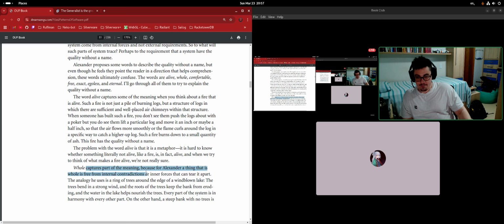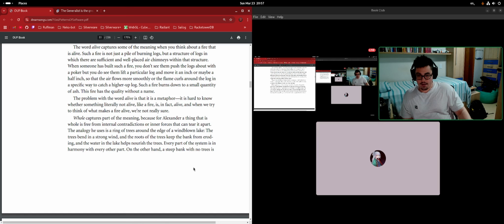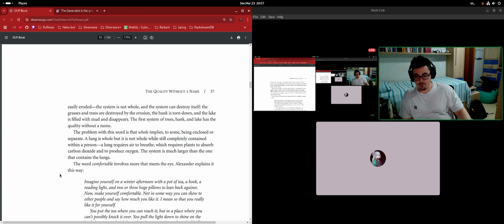Whole captures part of the meaning because, as Alexander puts it, a thing that is a whole is free from internal contradictions or inner forces that can tear it apart. Then he goes to an analogy of the tree, which means that every part of the system is in harmony with every other part. On the other hand, a steep bank with no trees is easily eroded. The system is not whole and the system can destroy itself. The grasses and trees are destroyed by the erosion, the bank is torn down and the lake is filled with mud and disappears.